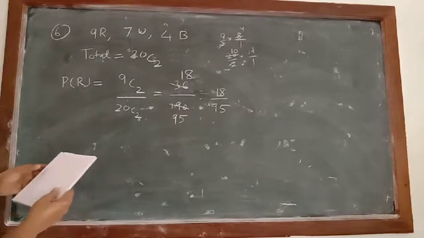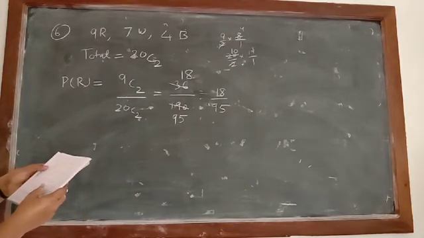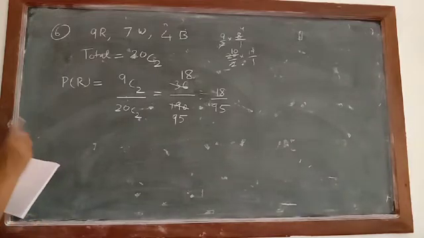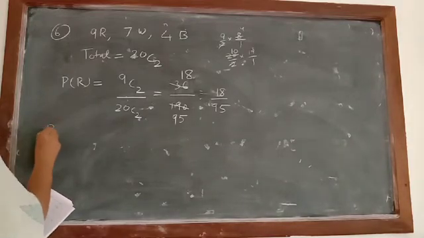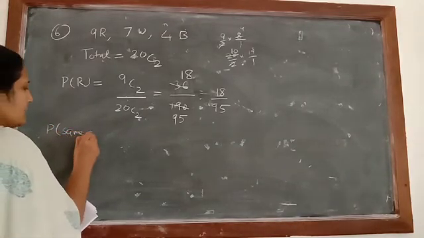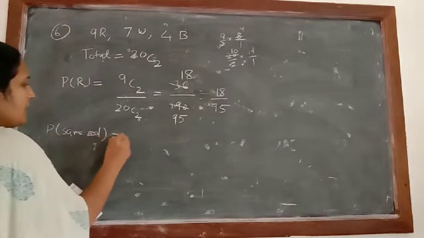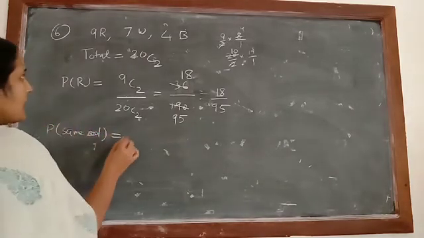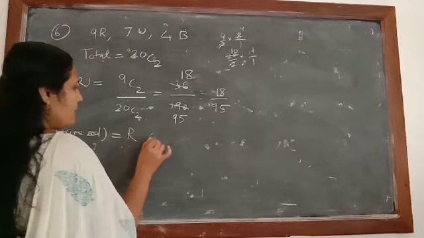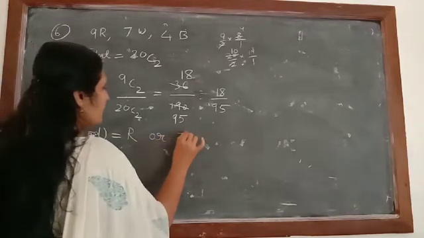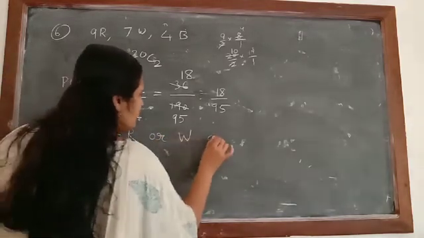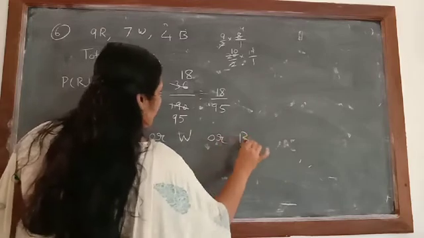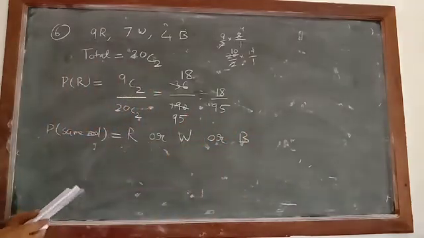Then the second condition is written: the balls are of the same color. Two balls only we have to select, but we have to select balls of the same color. So same color means either it can be red, or it can be white, or it can be black. Correct? These are the possibilities.